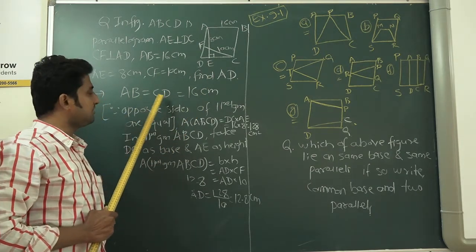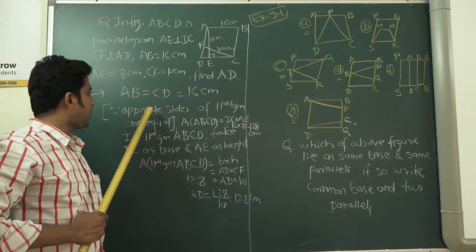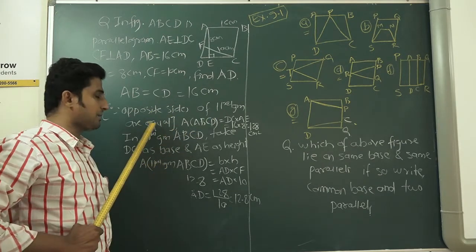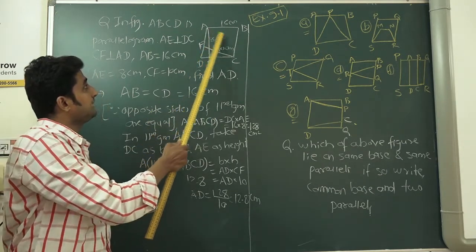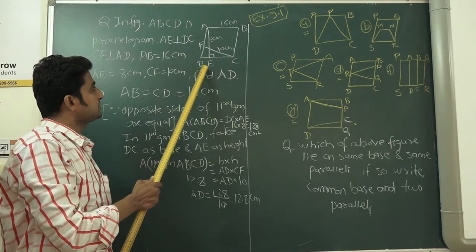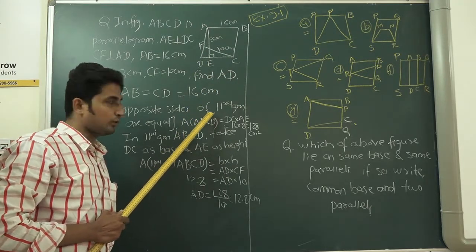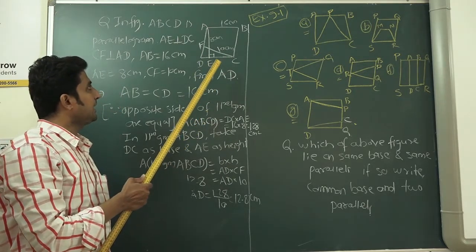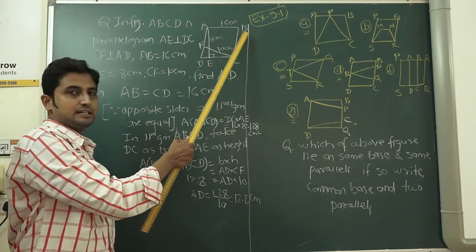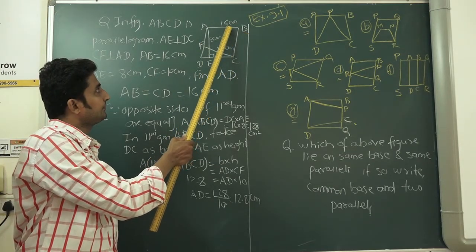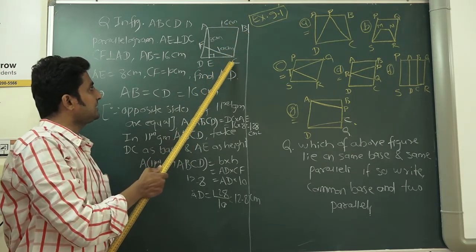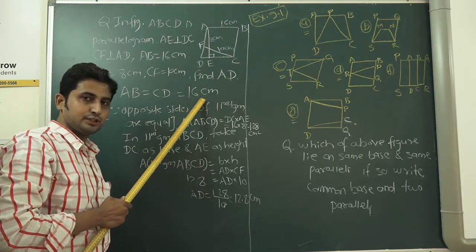Why? We equate this by using opposite sides of a parallelogram are equal, meaning AB equal to CD. By the property of parallelogram, we can equate them, and if side AB is given as 16 centimeter, it is clear that CD is also 16 centimeter.